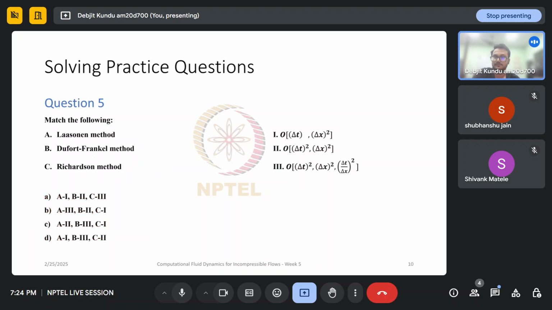All right. So moving on, we have another match the following type of question. What is pure? So without any modifications.